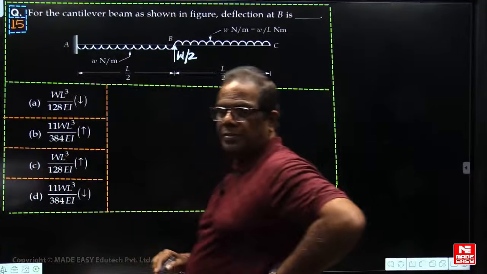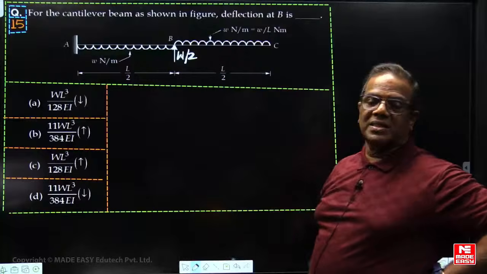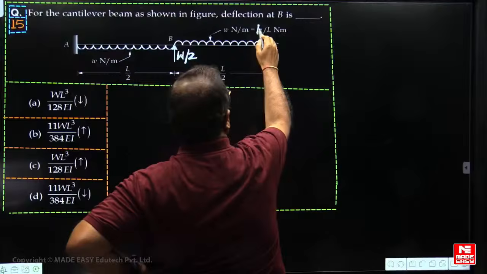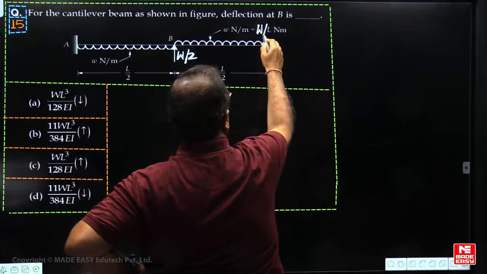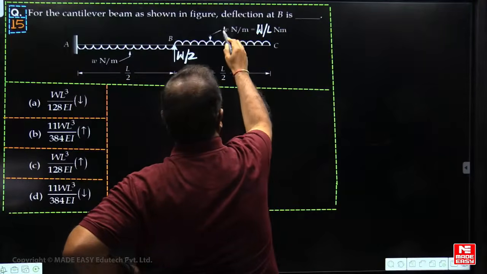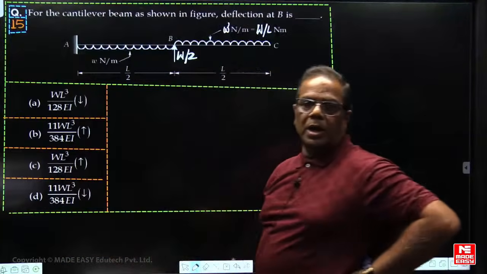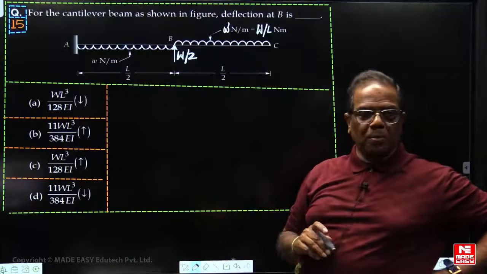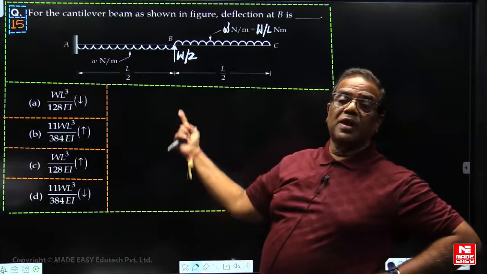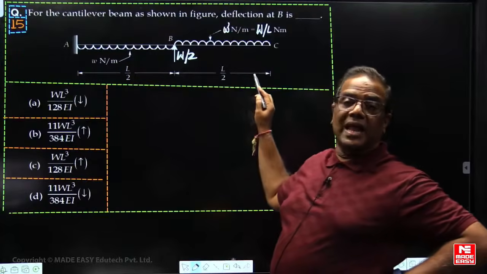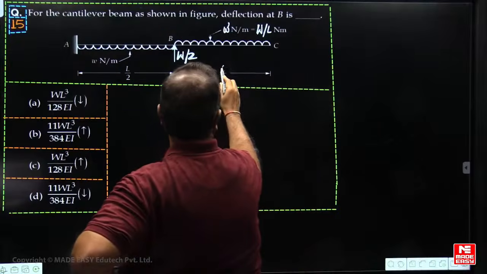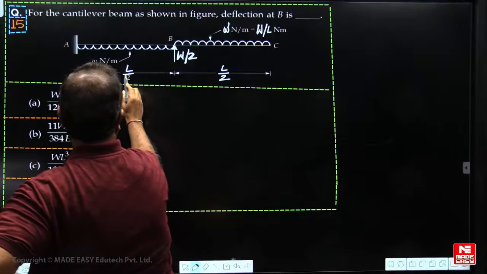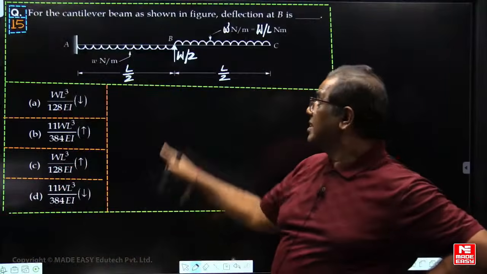Capital W by 2. And what value was given for small w? Capital W by L. UDL intensity small w was given, and that is equal to capital W by L, and a constant point load of W by 2, and total length is L. So this is L by 2. Now it is asking deflection at B.